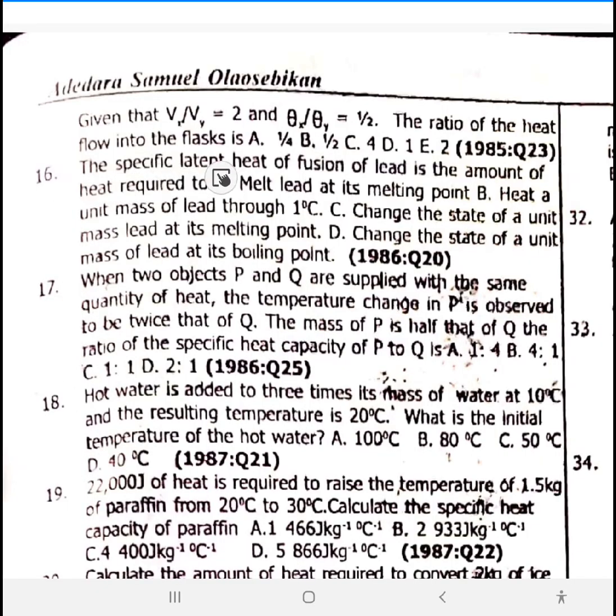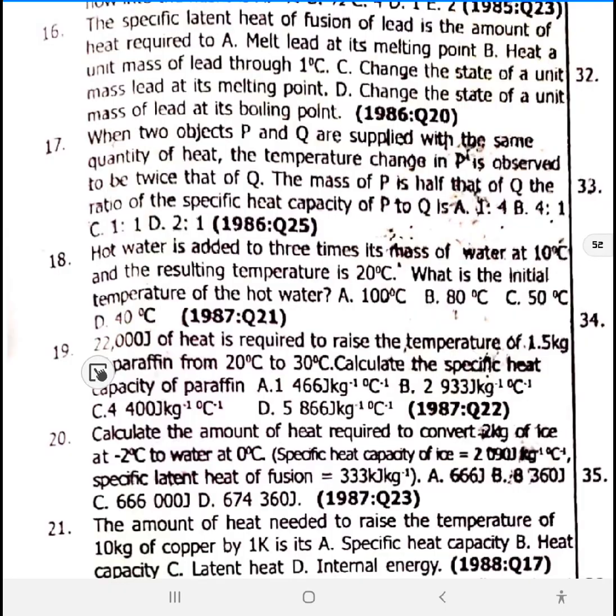16. The specific latent heat of fusion of lead is the amount of heat required to change the state of unit mass of lead at its melting point. Option C. 17 has to do with a bit of calculation.